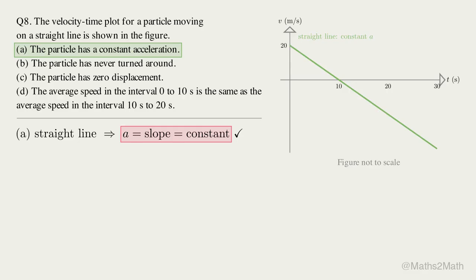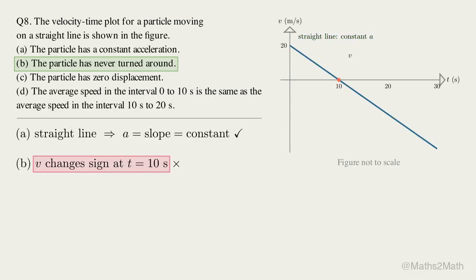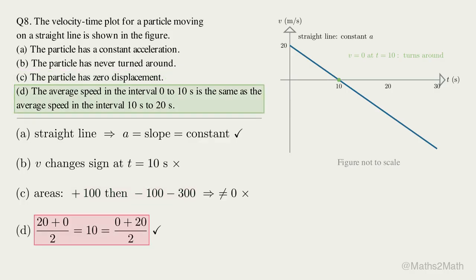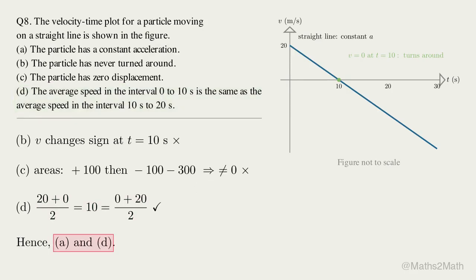Option A is correct. At 10 seconds, the velocity crosses 0 and changes sign. The particle turns around there. Option B is wrong. The positive area before 10 seconds is outweighed by the growing negative area after it, so the net displacement over the plot is not 0. Option C is wrong. From 0 to 10, the speed falls from 20 to 0, average 10. From 10 to 20, it grows from 0 to 20, average 10 again. Option D is correct. Hence, options A and D are correct.